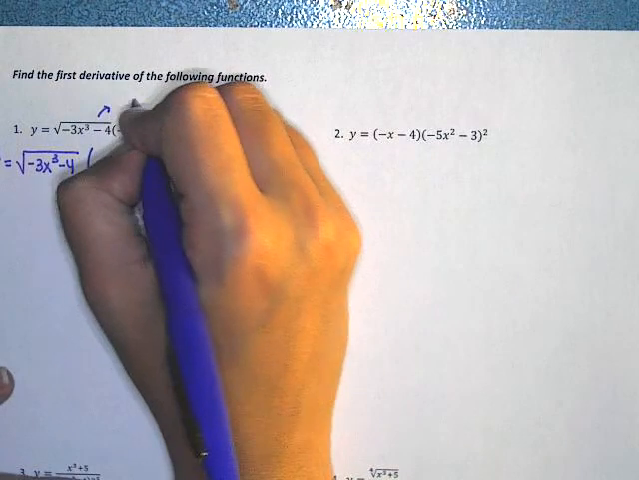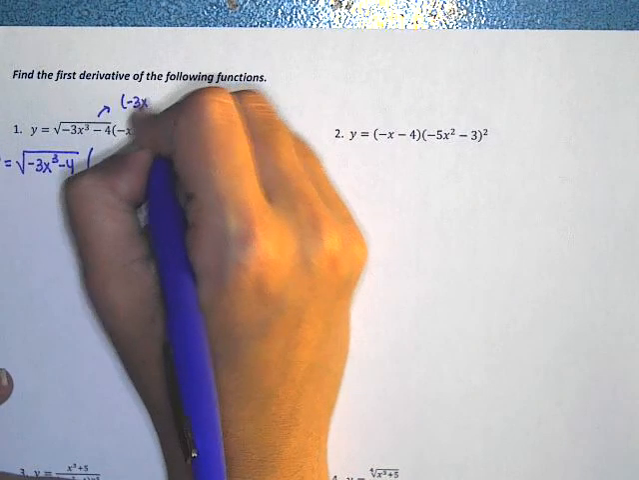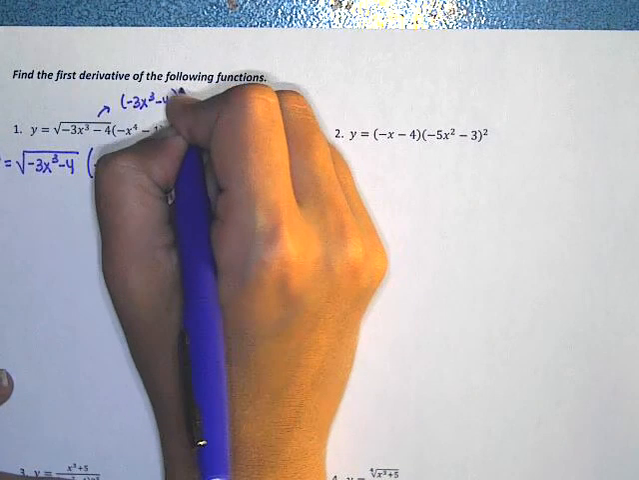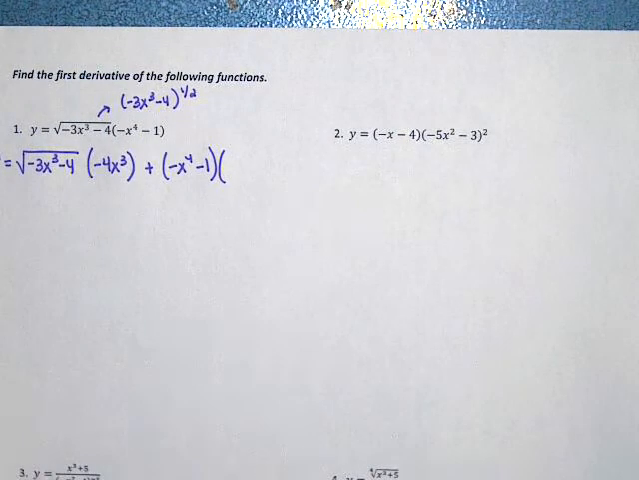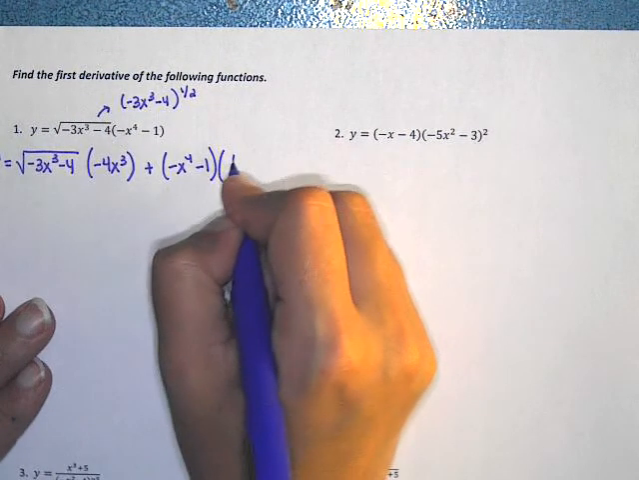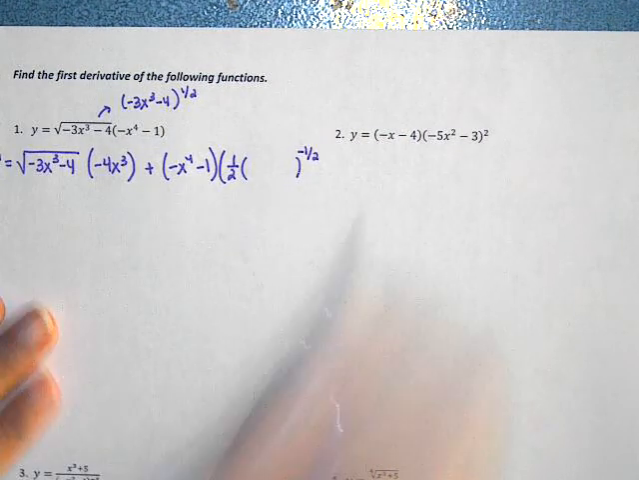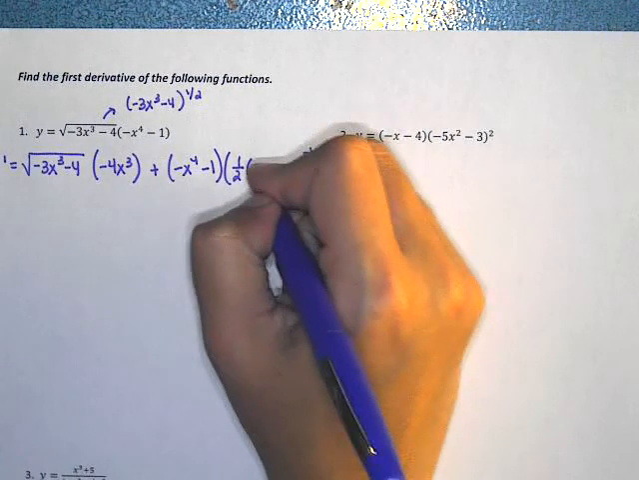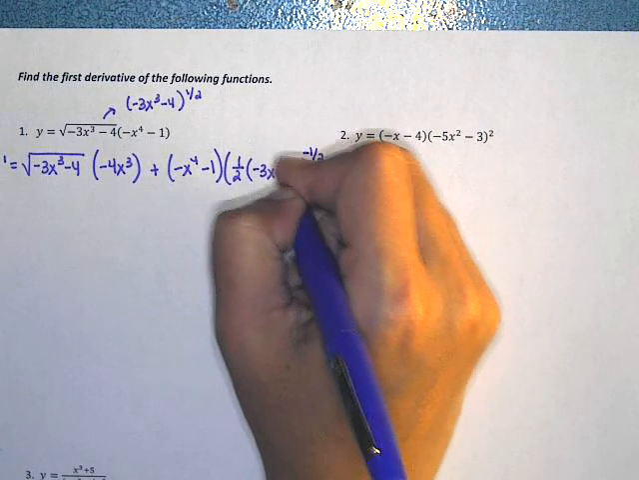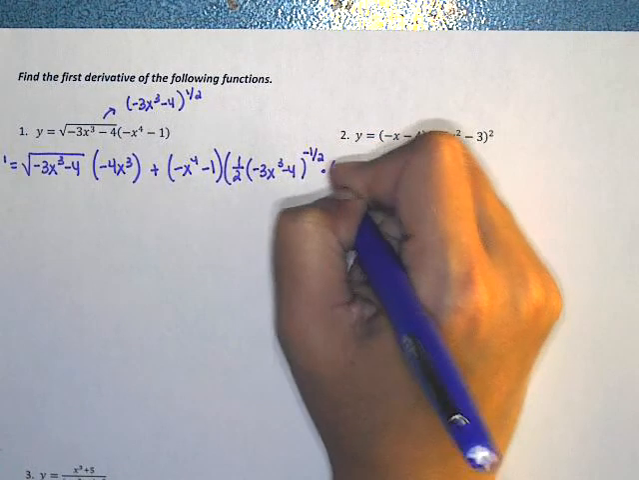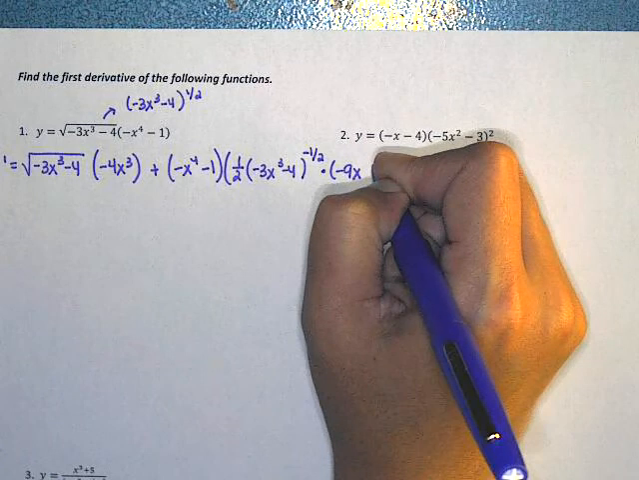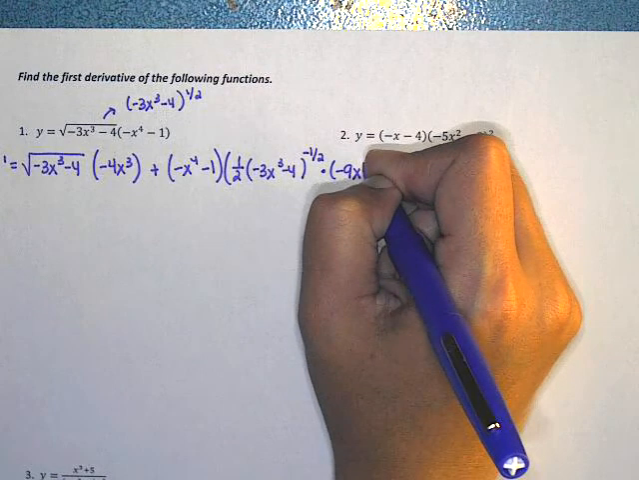I like to think about this as being negative 3x to the third minus 4 to the 1/2 power. So I would drop the 1/2, leave the inside alone, change it to a negative 1/2 power. Negative 3x to the third minus 4 times the derivative of the inside would be negative 9x to the second power.